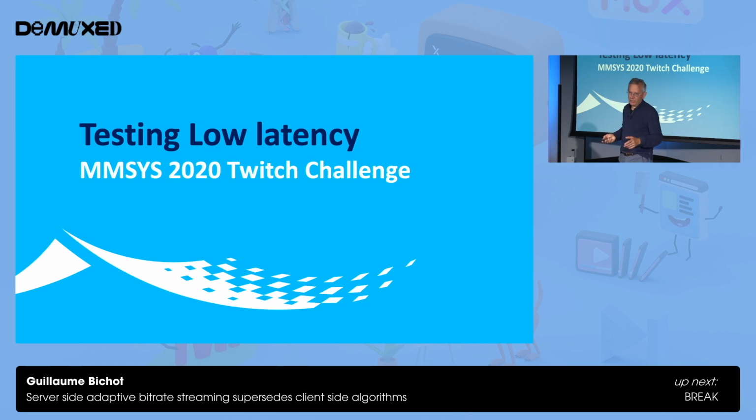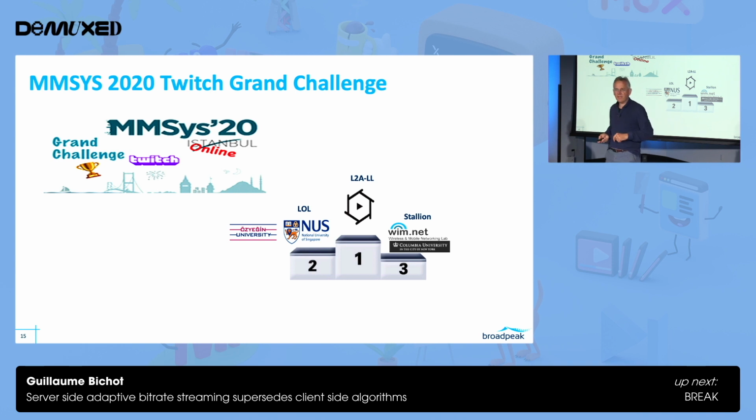The heart of the subject today is to say, well, okay, we need to test it, right? So at a systems conference, MMSys in 2020, Twitch managed the challenge. At this conference, each year you have a kind of grand challenge organized by one company. It was Twitch at that period. And they decided to organize a challenge around algorithms to solve the low latency problem I mentioned earlier. So there was a winner, L2A-LL. The winners at that period were the first two algorithms.